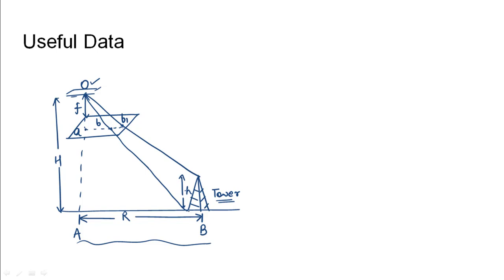So the bottom point of the tower will be captured at point b and the top point will be captured at point b1. So the relief displacement is given as the gap between the horizontal projection between the top and bottom of the tower. So if we call ab as R0 and ab1 as R, D will be given by R minus R0. This is our first equation.